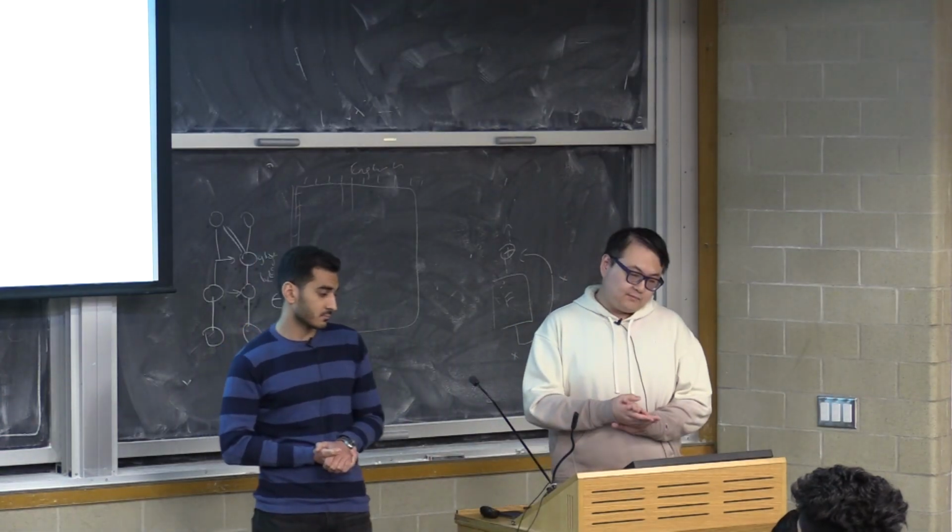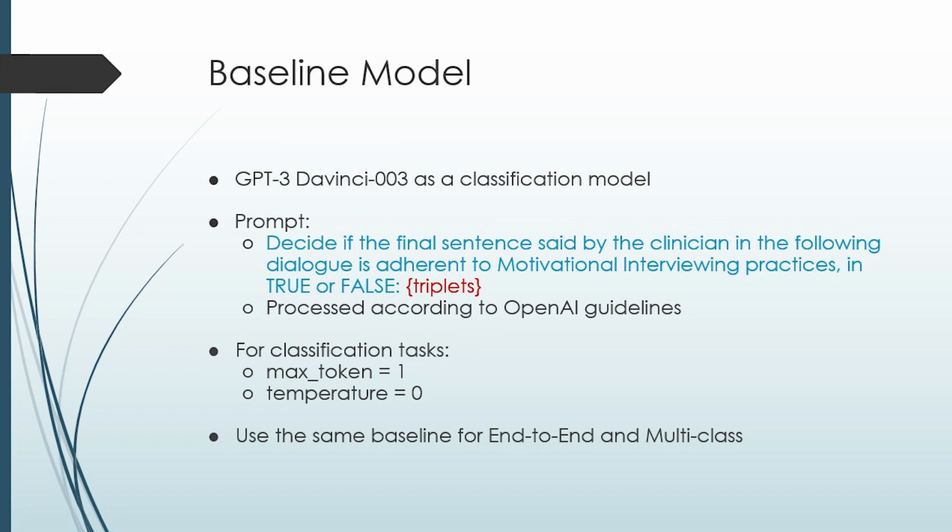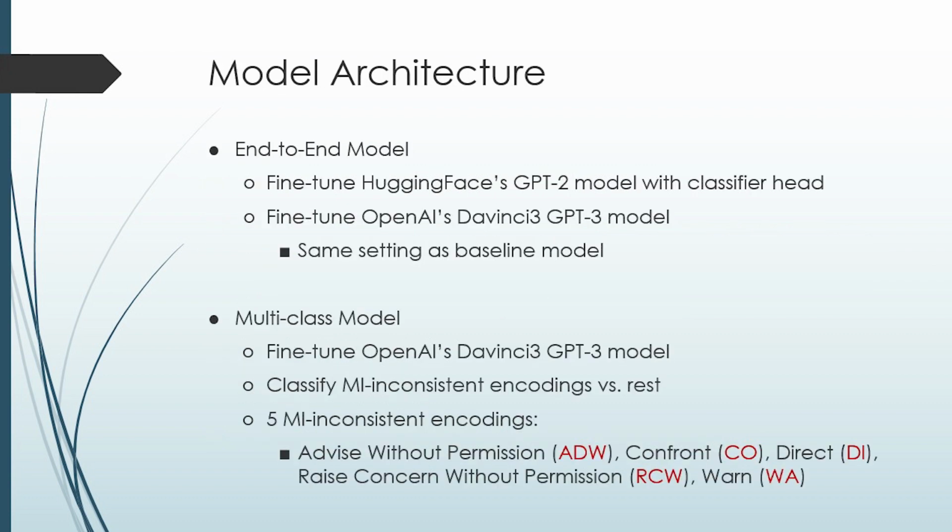We used GPT-3 DaVinci in a zero-shot setting as the baseline model, and we designed our prompt following OpenAI's guidelines for using GPT-3 as a classification model. For our own models, for the end-to-end, we used a fine-tuned version of GPT-2 as well as GPT-3. For the multi-class model, we just tried GPT-3, and the output is the 5 negative MISC encodings, as well as one other class called other.